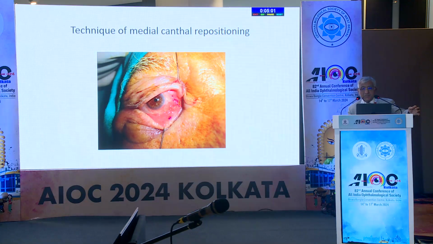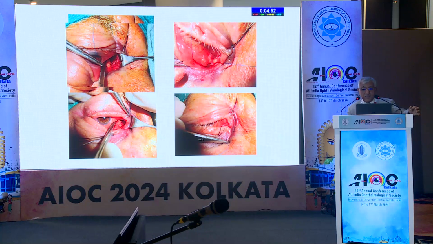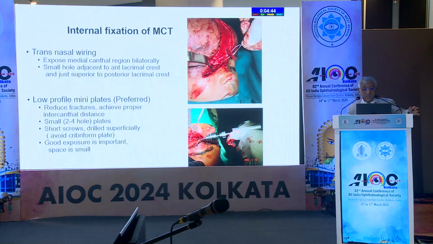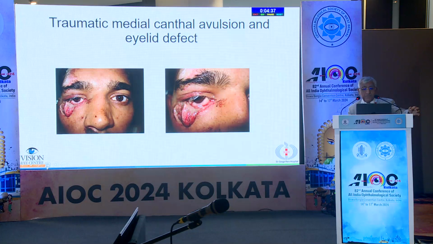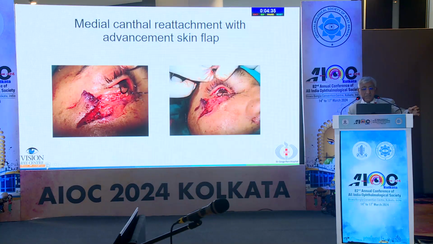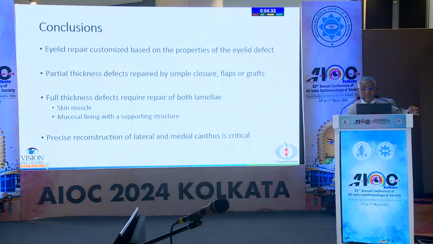Medial canthus repositioning again is very important, and the principle is to fixate it posteriorly behind the sac at the posterior lacrimal crest, which must be exposed well, where sutures can be placed, or you can use a low profile mini plate, which is what we often tend to do, as you see here. So an example of a medial canthal avulsion where medial canthus reconstruction was done.